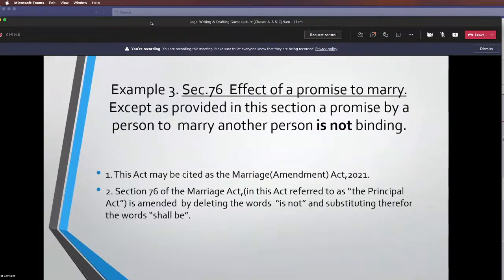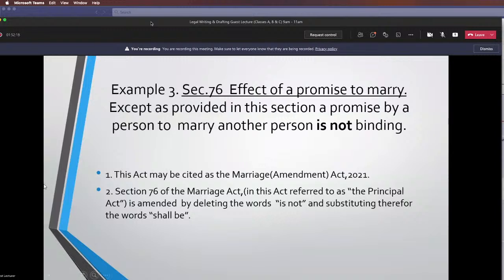So again, in amending this, I've come up with Section 76 of the Marriage Act. In this Act, referred to as the Principal Act, we always put this if you have other amendments before, so that in your other amendment you just say the Principal Act. You now do not say the Marriage Act. You say it's now Section 78 of the Principal Act, Section 80 of the Principal Act, so that you don't need to repeat the words Marriage Act.